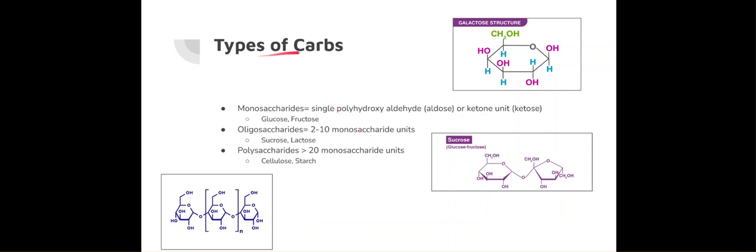There are different types of carbohydrates. So a monosaccharide is a single unit of either a polyhydroxyaldehyde, these are called aldoses, or polyhydroxy ketones, those are called ketoses. So a monosaccharide is just going to be one of those. So here is galactose, and this would be a monosaccharide.